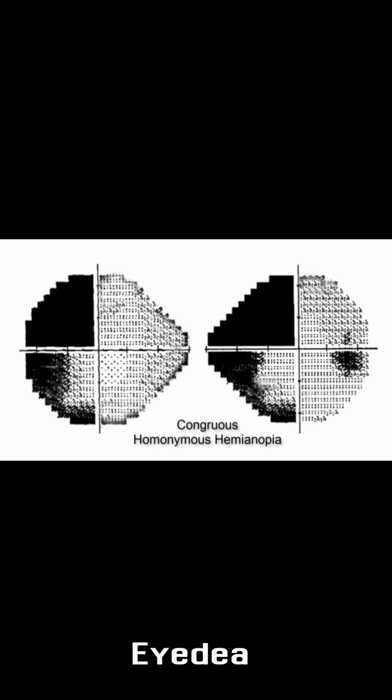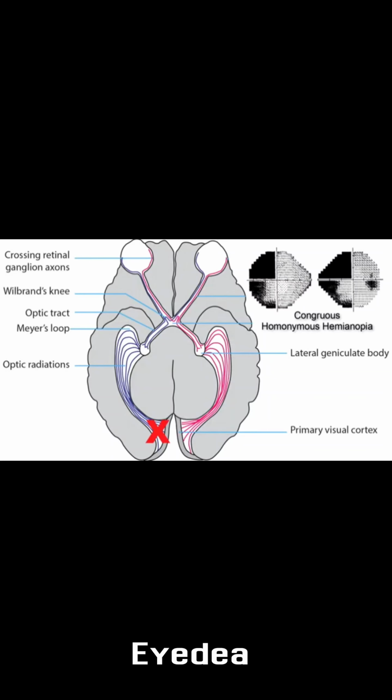Number 2. This is a congruous homonymous hemianopia. It is defined by the fact that the defects in the two visual fields are of the same size and depth. This pattern localizes the lesion to the far posterior optic radiations or visual cortex. Many lesions occur here, especially strokes and tumors.